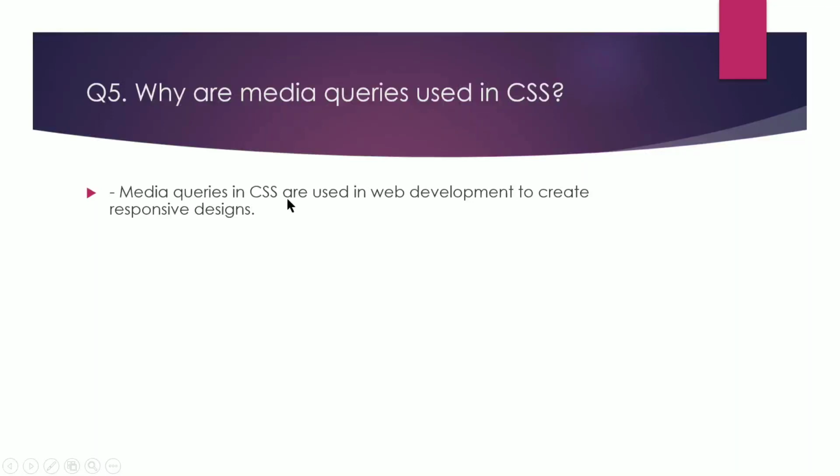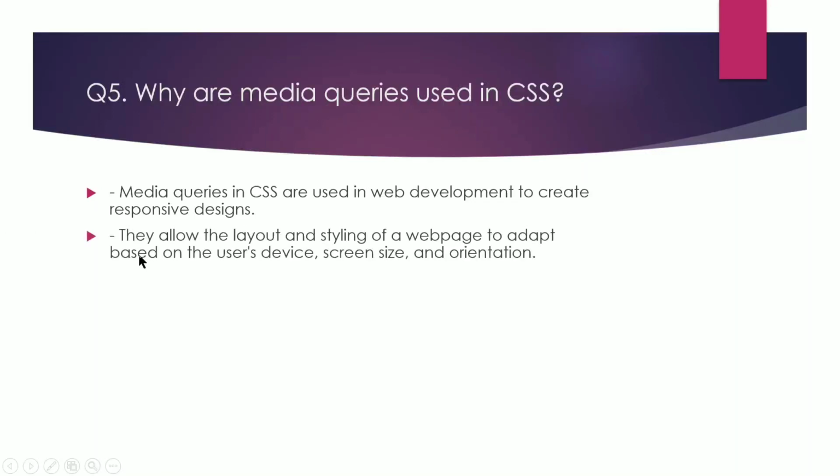Media queries in CSS are used in web development to create responsive designs. What I mean by responsive designs is designs which can adapt according to the screen size. Suppose I have made a website which can work on laptop, smartphone, and tablet. The user interface of that website should adjust according to the screen size, whether for the tablet, the laptop, or the smartphone. It should adapt, and accordingly it should show the features. So this is actually the concept of responsive designs.